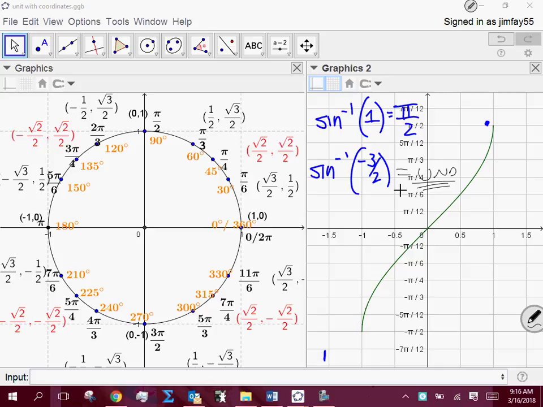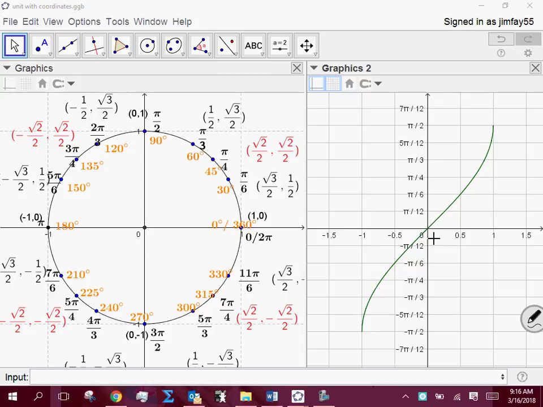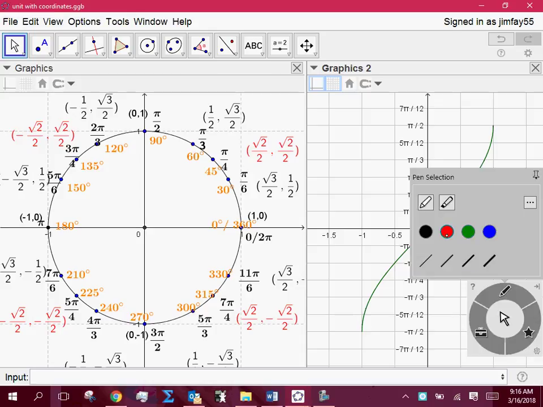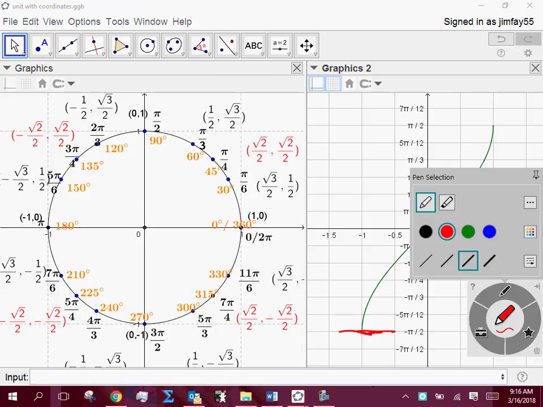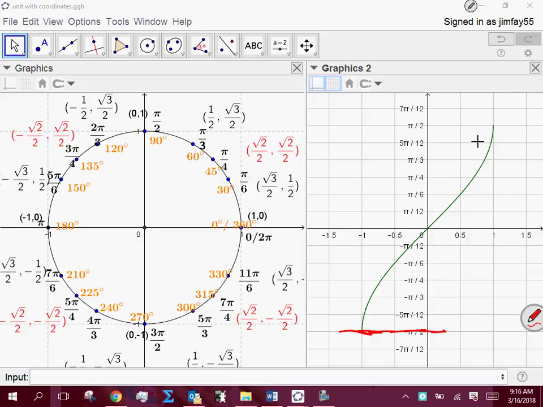Is that doable for everybody? What are the only output values that you're ever going to get? What do they exist between? My outputs are my y's, right? So those are the only y values that you're going to get back: -pi over 2 to pi over 2. All right, so is everybody okay looking at it graphically like this?